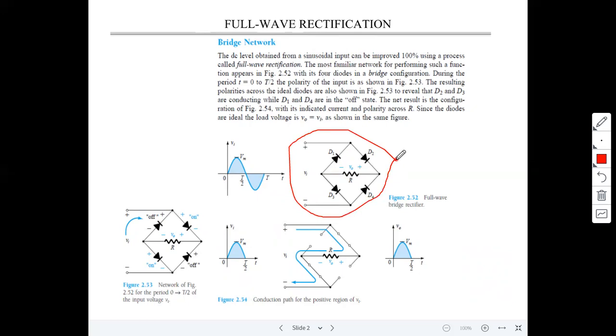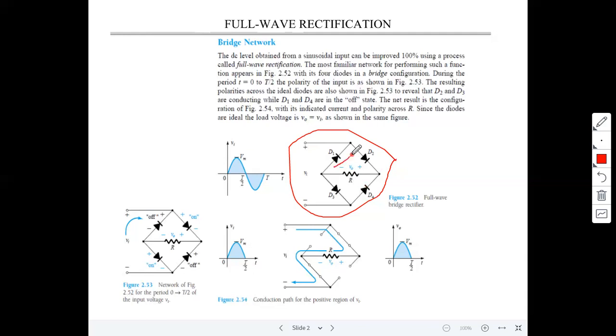We already learned in physics, I think, the Wheatstone bridge and Kelvin bridge to measure an unknown resistance, right? A bridge consists of 4 arms. Here the 4 arms are connected with diodes only, D1, D2, D3 and D4, right? This is the bridge rectifier. 4 diodes are connected in this fashion.